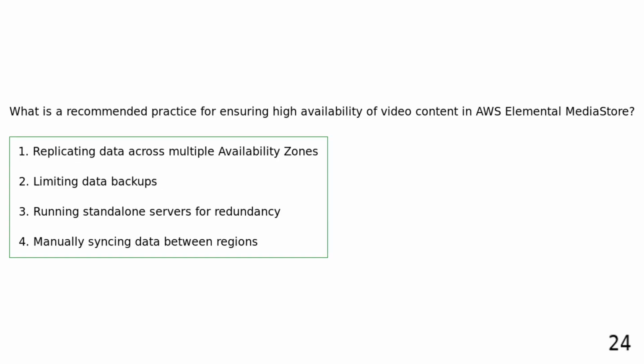What is a recommended practice for ensuring high availability of video content in AWS Elemental MediaStore? Replicating data across multiple availability zones. Limiting data backups. Running standalone servers for redundancy. Manually syncing data between regions.